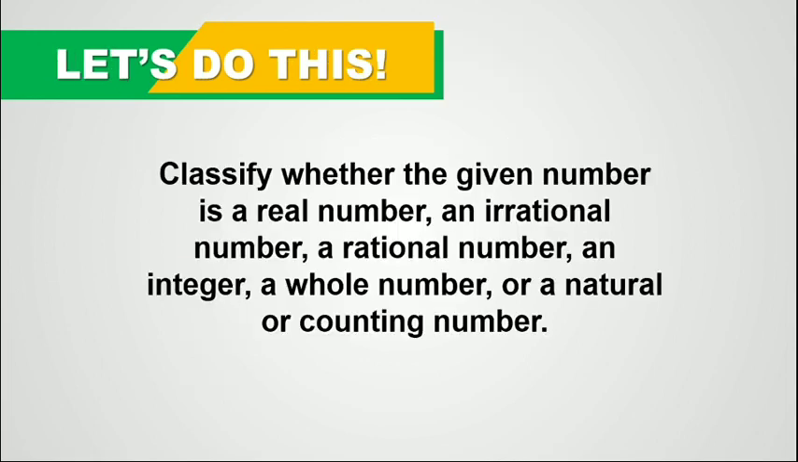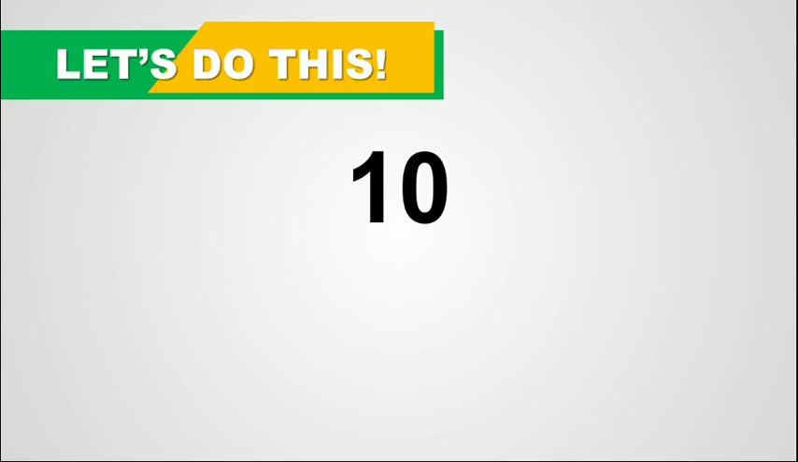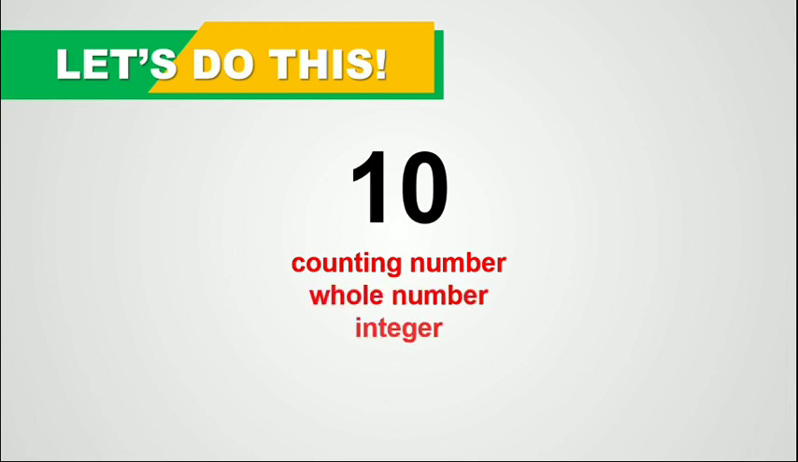Now, let's do more. Let's have these practice exercises. Let's classify whether the given number is a real number, an irrational number, a rational number, an integer, a whole number, or a natural or counting number. So first, we have 10. So 10 is, of course, a counting number, a whole number, an integer, a rational number, and also a real number, of course.